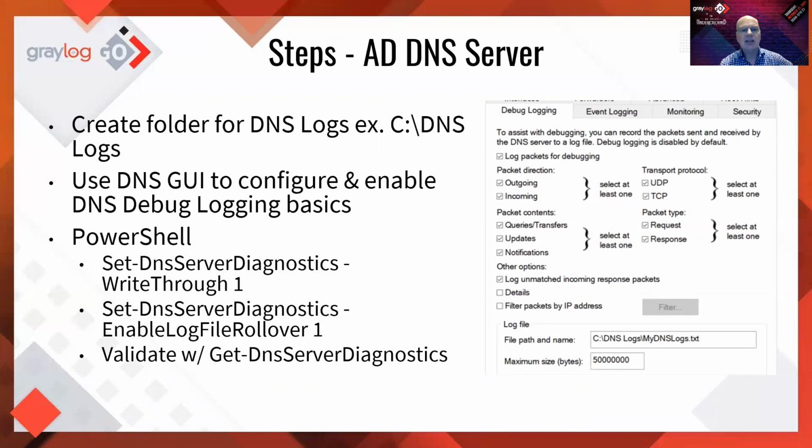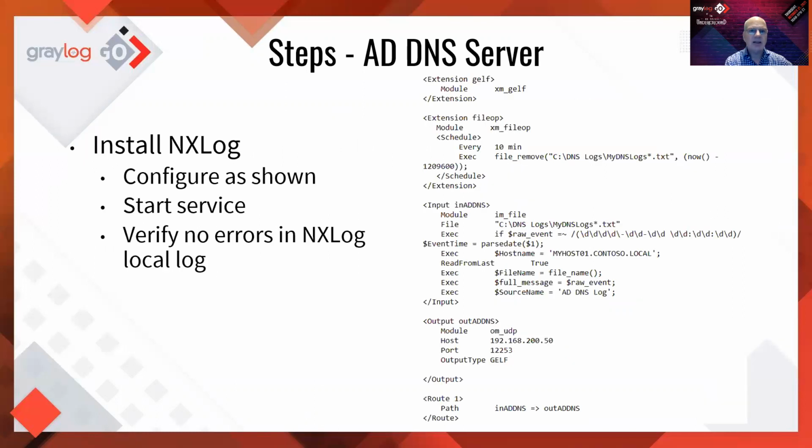The next one is to set the DNS server diagnostics, which is enable log file rollover, and that forces the Active Directory DNS server to roll those logs over when they hit that 50 megabyte limit. If you don't do that, the DNS server will take that log, erase that log, and start the same log file name back at 0 with nothing in it. So you'll lose all your data history as soon as you hit that 50 meg or 500 meg or whatever that value is set at. And you can validate these settings with the Get-DnsServerDiagnostics function within your PowerShell command there.